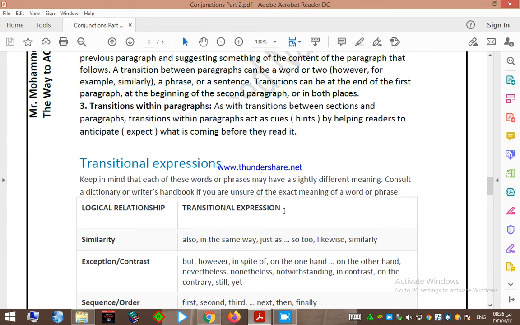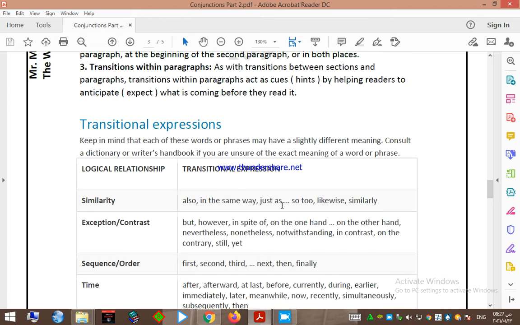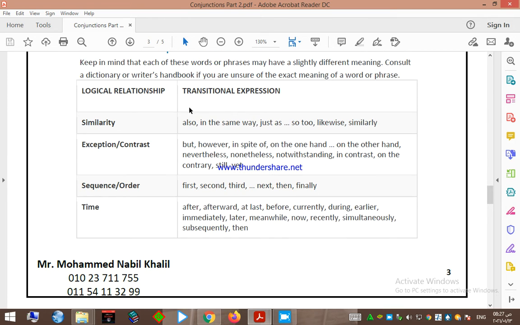Transitional expressions or transitional words, keep in mind that each of these words or phrases may have a slightly different meaning. Consult a dictionary or writer's handbook if you are unsure of the exact meaning of a word or phrase. These are the common transitional words and the function, or why we use each one for what.